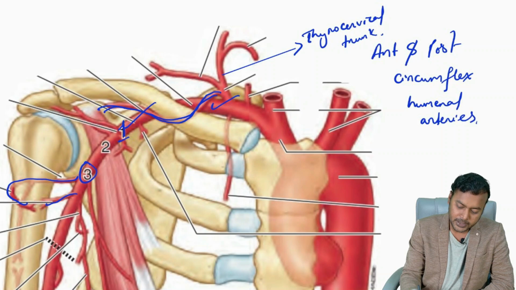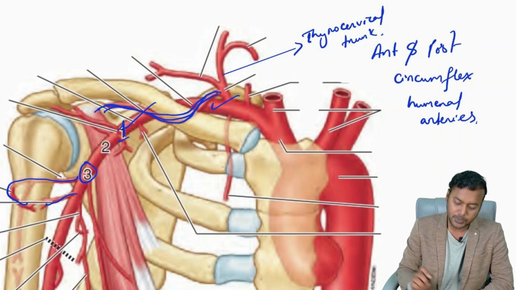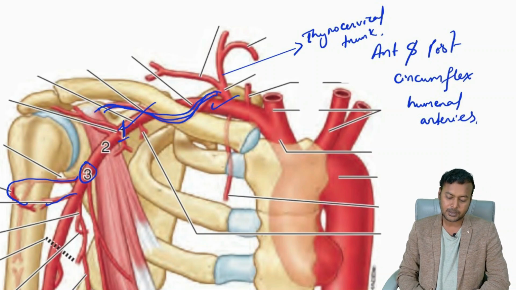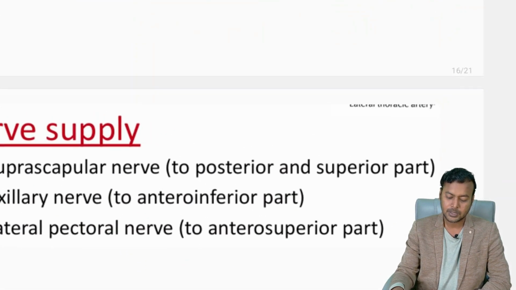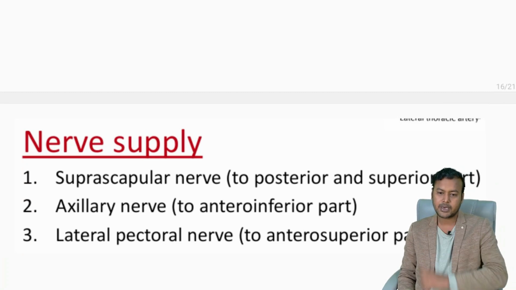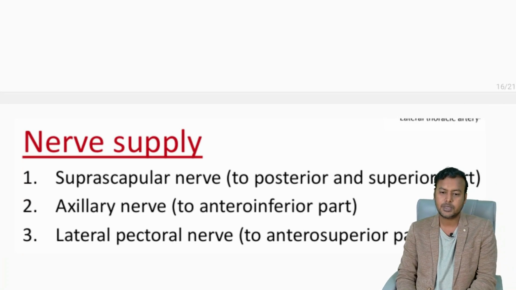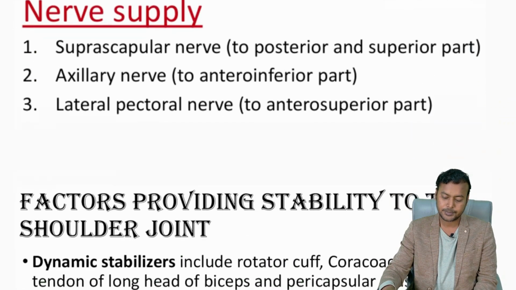And from there, a large artery, that is the suprascapular artery, is coming and giving supply to the shoulder joint. Nerve supply, students. The shoulder joint is being supplied by the suprascapular nerve, the axillary nerve and the lateral pectoral nerve. So kindly remember this as it is very important.